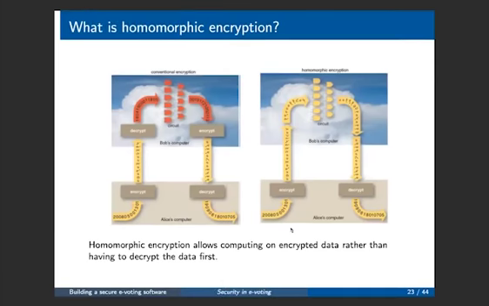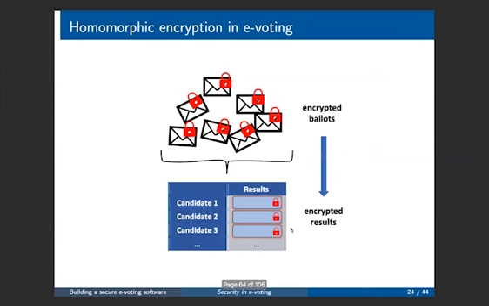The idea of homomorphic encryption is that we will be able to compute, to operate on encrypted data without having to decrypt that data first. So in e-voting, that means that we have ballots encrypted in the bulletin board, and we are going to be able to compute the final tally just using this encrypted version of the ballots. Of course, the result will also be encrypted.